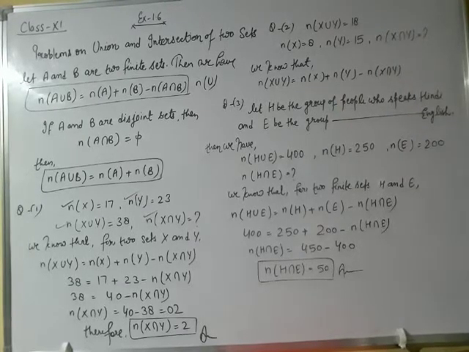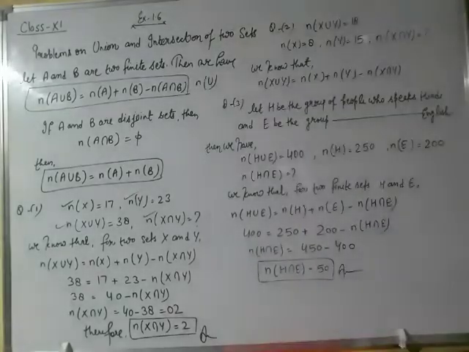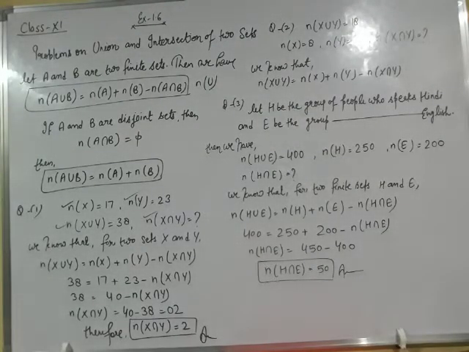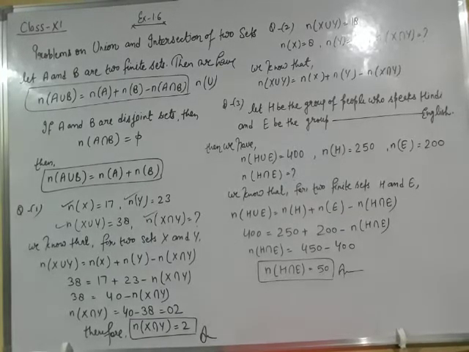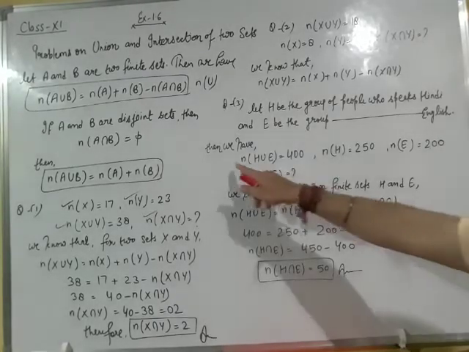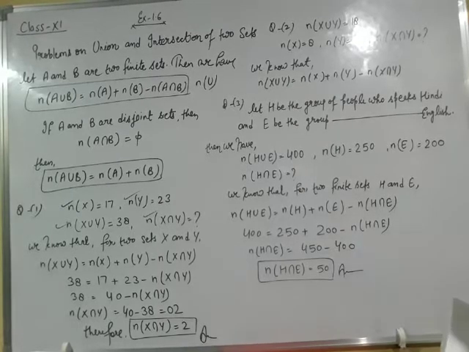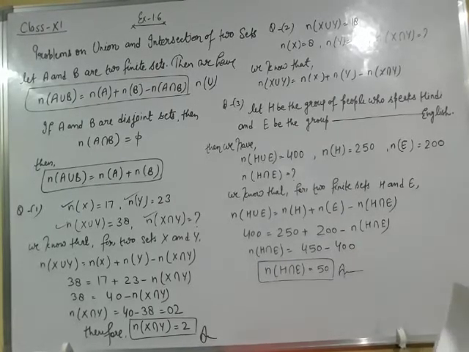Now move on to question number 3. In question number 3, what is given to you? In a group of 400 people, total number of people are 400. So first we will read the question. 250 can speak Hindi and 200 can speak English. How many people can speak both Hindi and English?